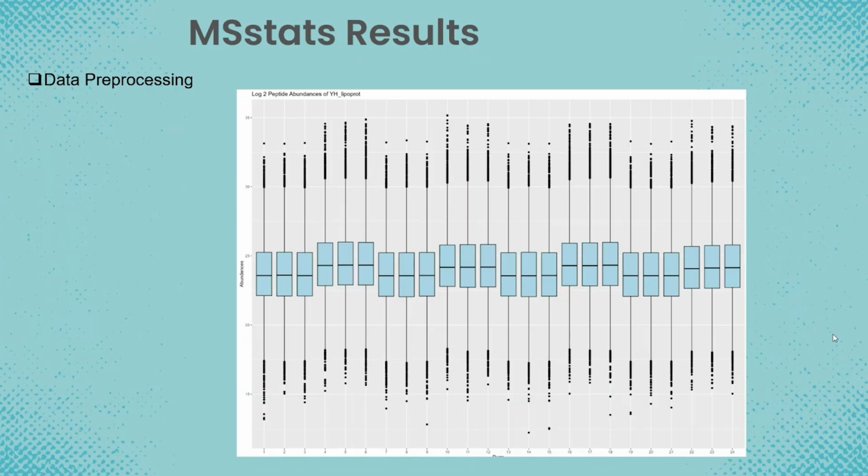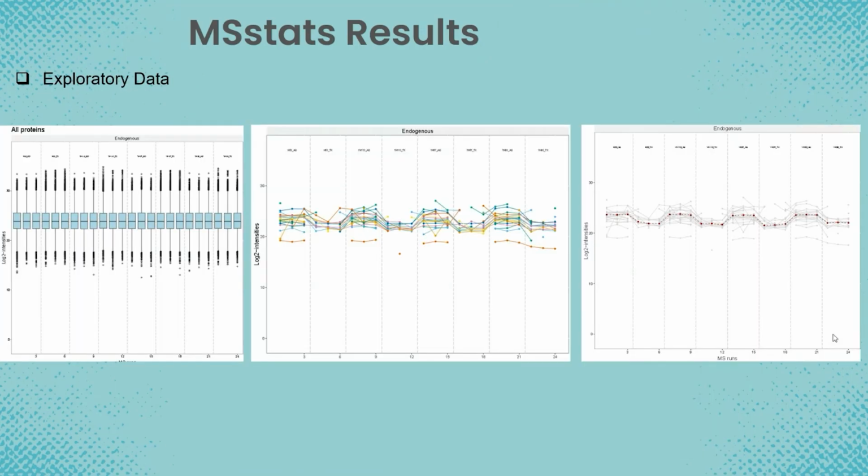This involves taking the quantification CSV files from the FlashLFQ output and formatting them, because MSstats needs specific formats. That's basically deleting columns, adding columns, just reformatting. Then for exploratory data analysis, here we can see normalization, then we can see the peptides, and then we can see the peptides summarized.